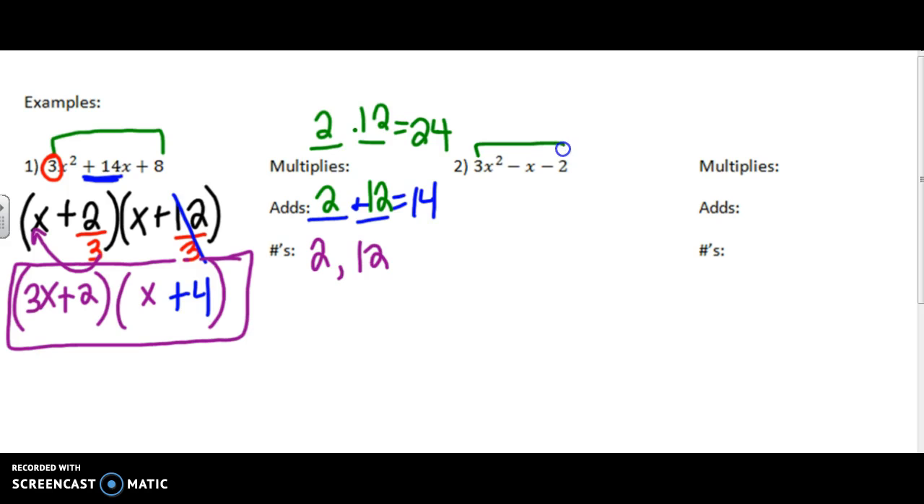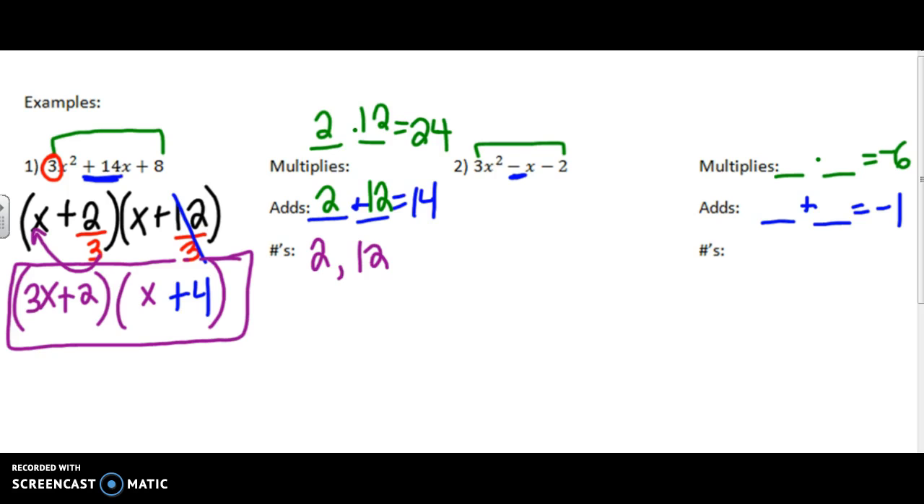Okay, the next one, we're going to multiply 3 times negative 2. And so the multiplication for this one's going to be negative 6. 3 times negative 2 is negative 6. And then our middle number, because it just says negative x, that means that our add number is going to be negative 1. So you have to kind of brainstorm, use your multiplication number to help you brainstorm what multiplies to give you negative 6 that adds up to negative 1.